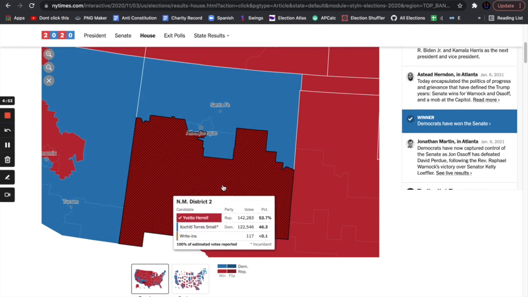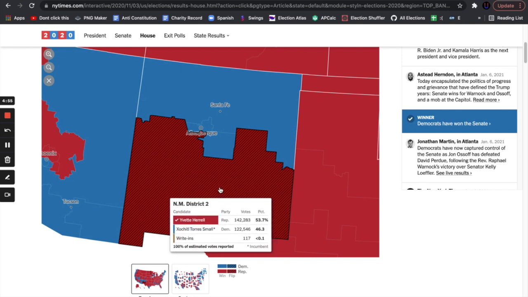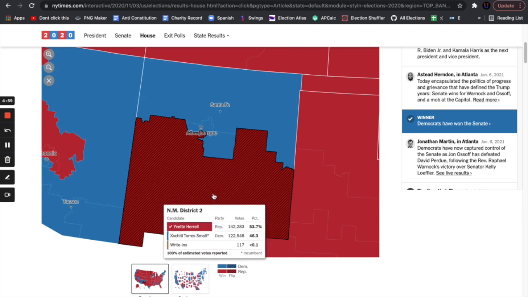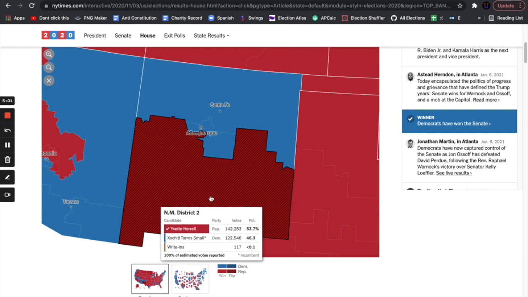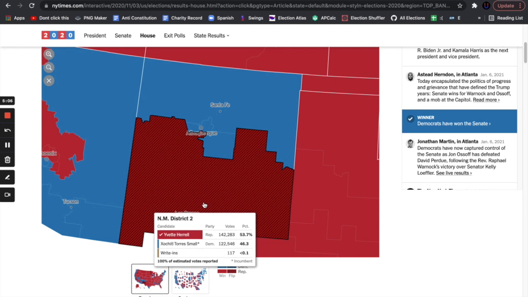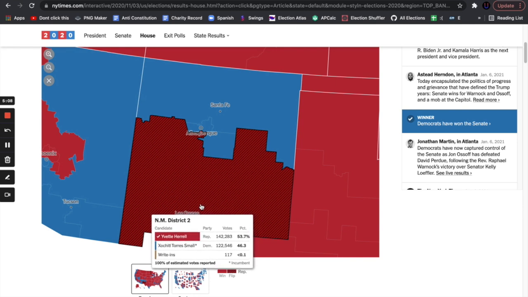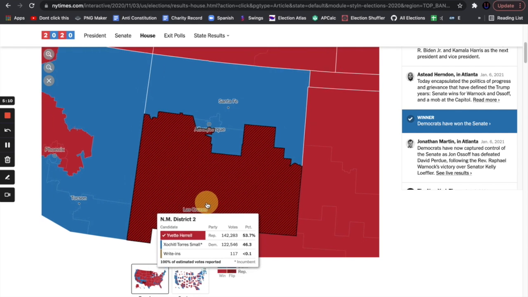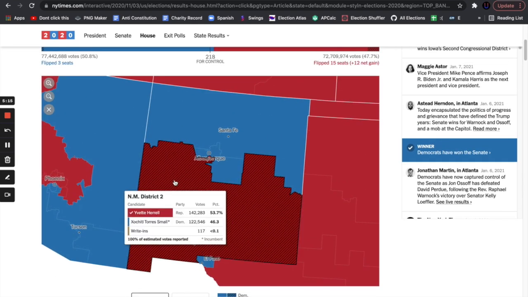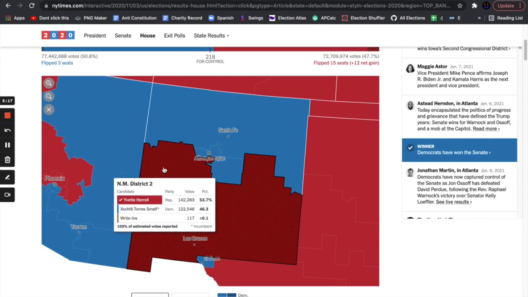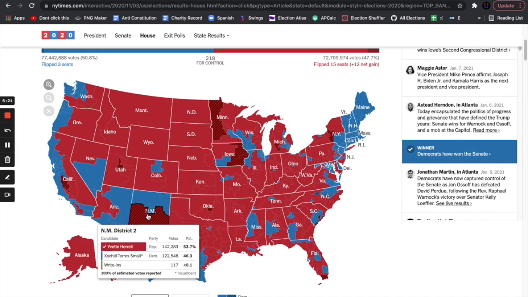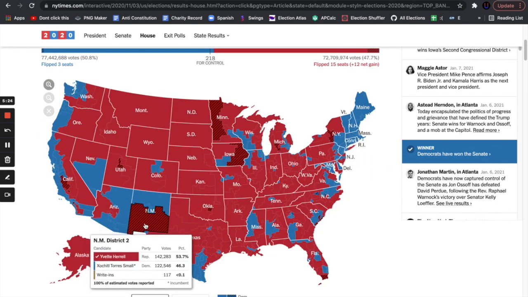This is a seat that, according to the Cook PVI, was R plus 8, so in a D plus 4 environment, it was supposed to be R plus 4, so she did run a little bit behind the environment. But again, we tend to see that happening with Cook PVI, making races a little more competitive than they should be. Overall, a solid performance for Xochitl Torres Small. That being said, I don't think that she was going to win. I think most people had her losing. There is a group of Xochitl Torres Small stans on Twitter, but other than that, I think most people had her losing this race.